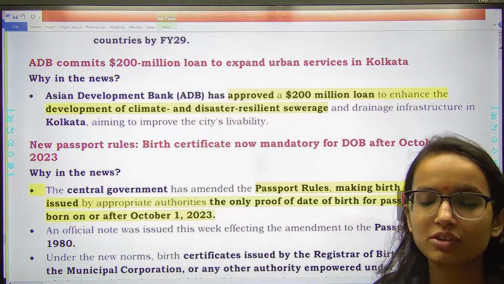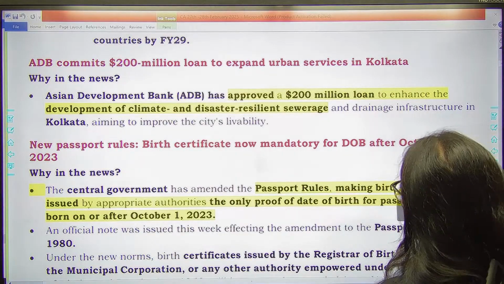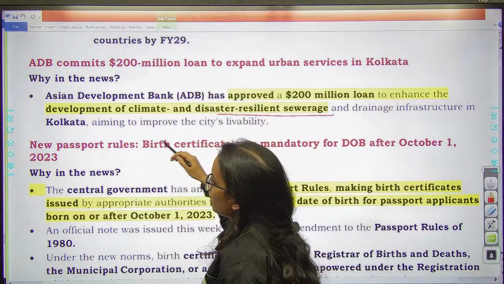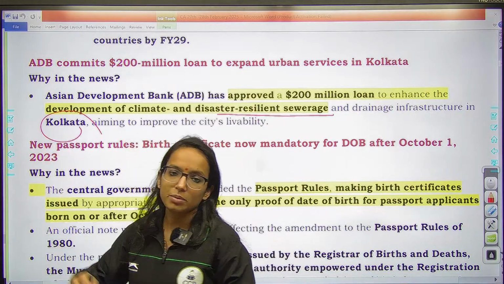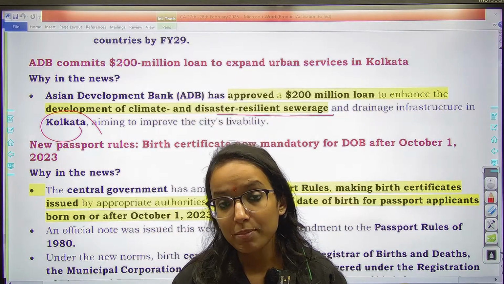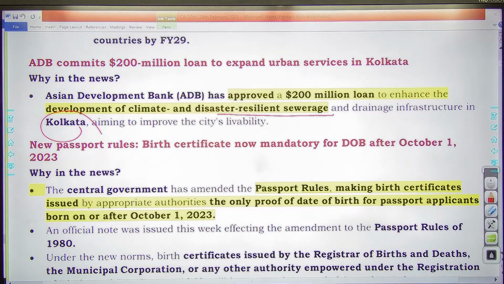The next is Asian Development Bank has approved $200 million loan to enhance the development of climate and disaster resilient sewerage in Kolkata. कोलकाता में डिजास्टर रेजिलिएंट एंड सीवरेज इंफ्रास्ट्रक्चर के लिए एशियन डेवलपमेंट बैंक ने लोन दिया है $200 million का, right? $200 million.